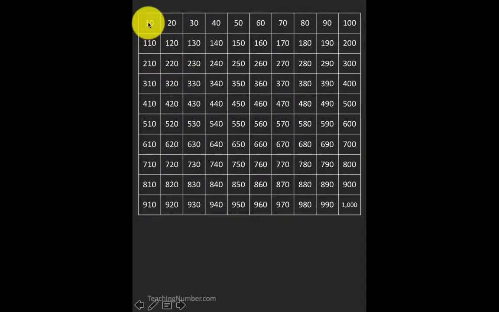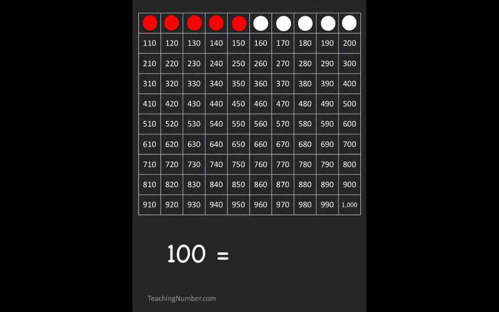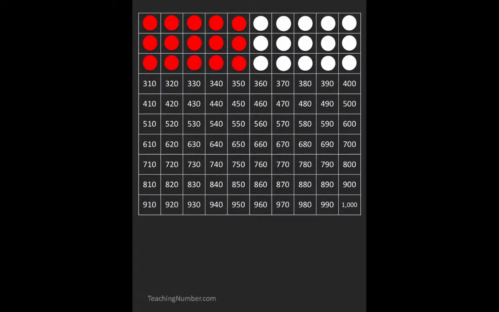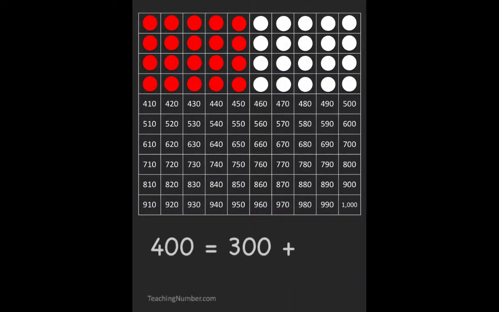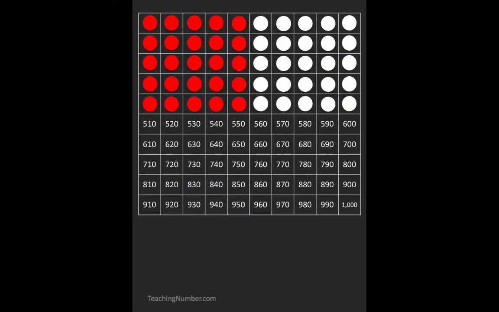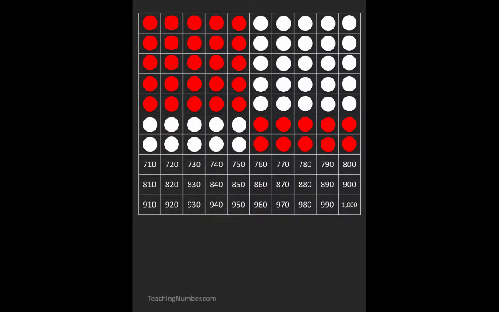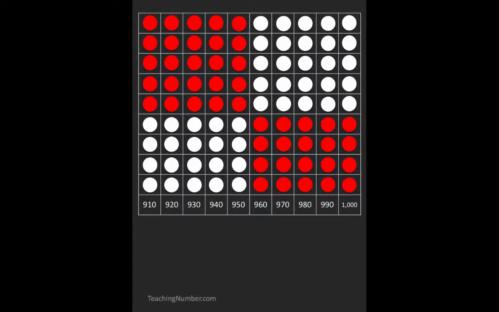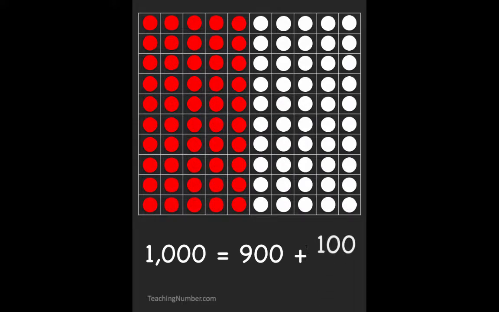Students should understand that 1, 2, 3, 4, 5, 6, 7, 8, 9, 10 tens make 100 in the same way that 10 ones make 10. 100 means 10 tens. 200 means 2 hundreds. 300 means 3 hundreds. 400 means 4 hundreds. 500 means 5 hundreds. 600 means 6 hundreds. 700 means 7 hundreds. 800 means 8 hundreds. 900 means 9 hundreds. And 1000 means 10 hundreds.